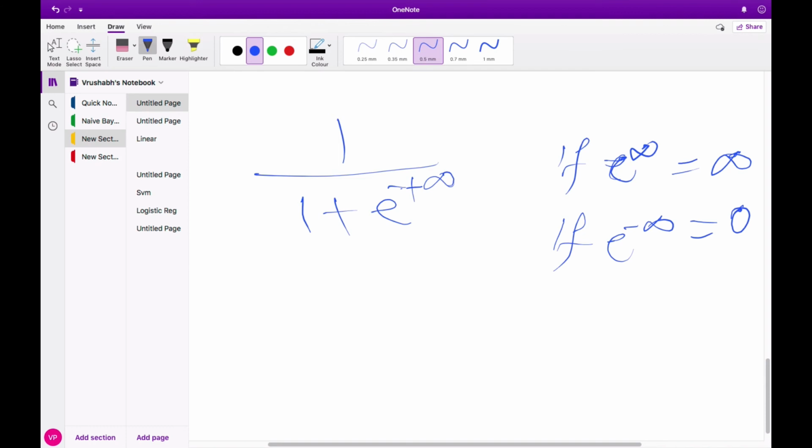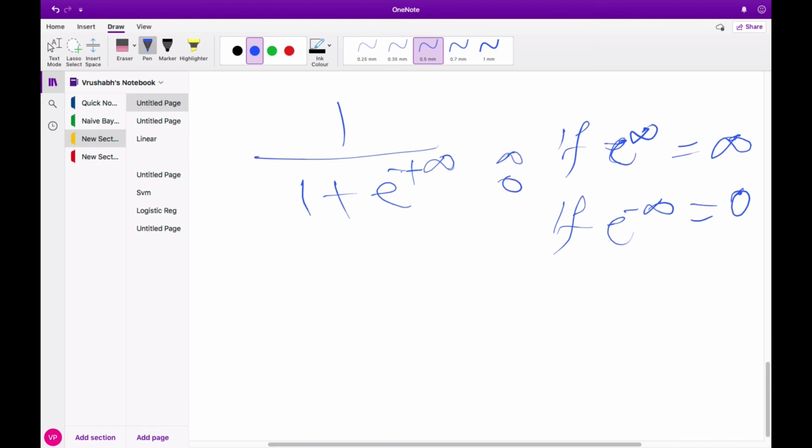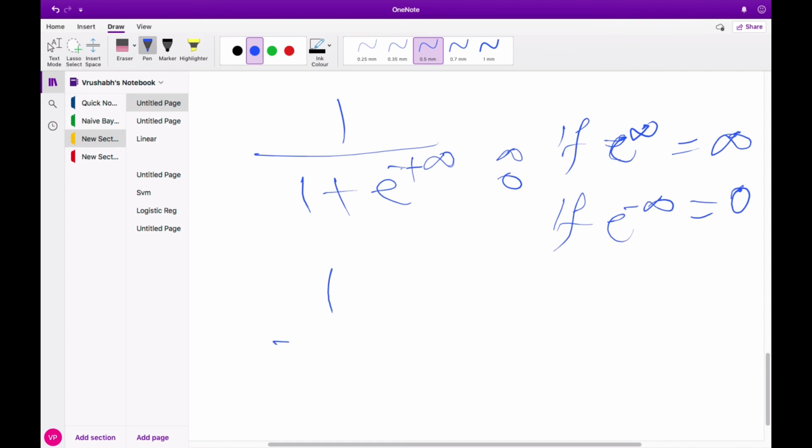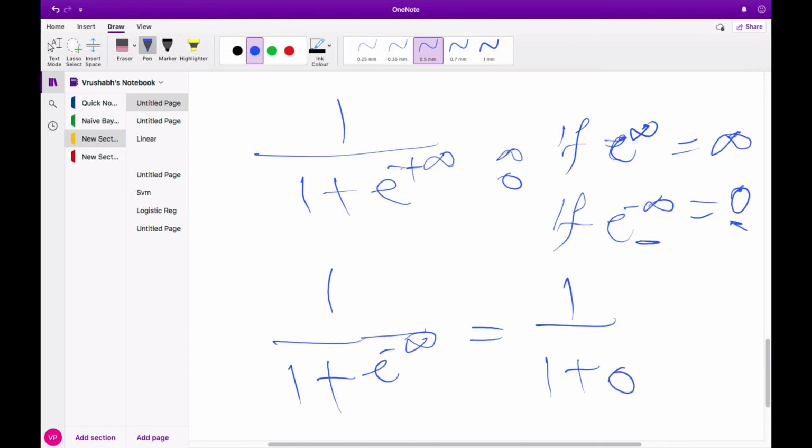Okay, now what is happening over here is that we can have 1 over 1 plus e exponent, so if we pick the negative part, e exponent negative infinity, we remember that e exponent negative infinity equals 0, so we will be having 0 over here. We're going to have 1 over 1, which is equal to 1.